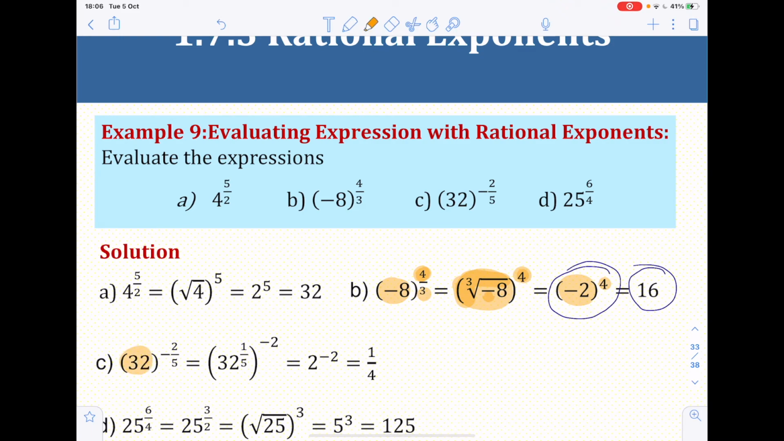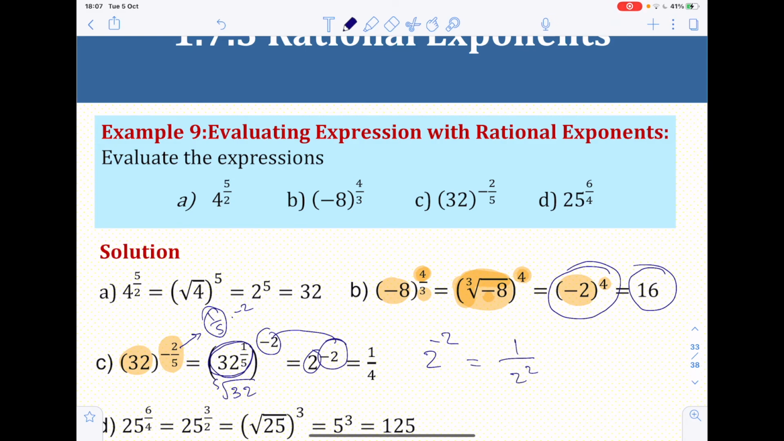Okay, for 32 to the power negative 2 over 5, same thing, I will divide this into 1 over 5 and then negative 2. And then 1 over 5 is the fifth root of 32. And you know that the fifth root of 32 is 2. Then I put the power as it is. The negative power means I will just flip. So 2 to the power negative 2 would be 1 over 2 to the power 2. And 2 to the power 2 is 4, so 1 over 4.